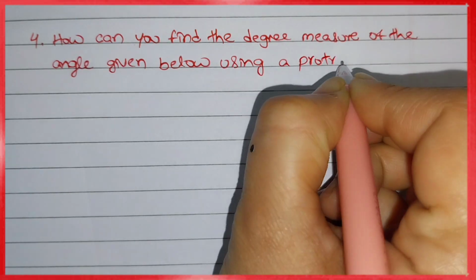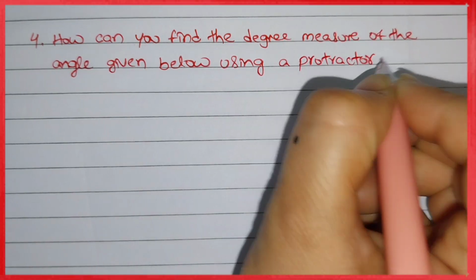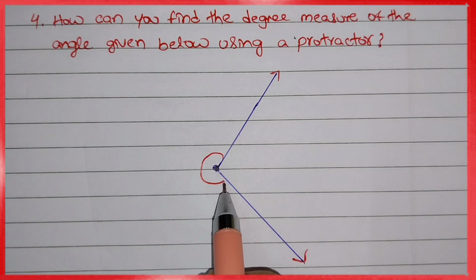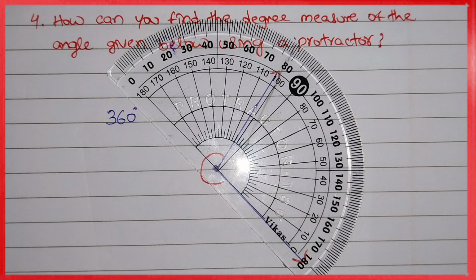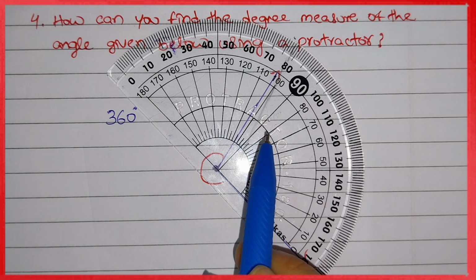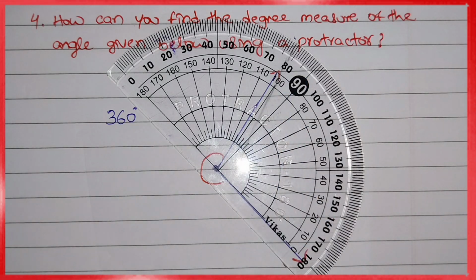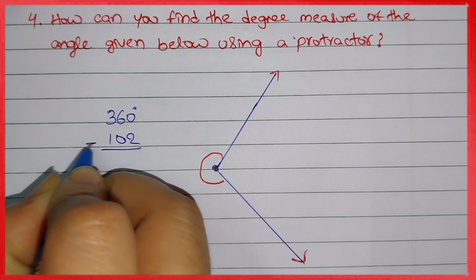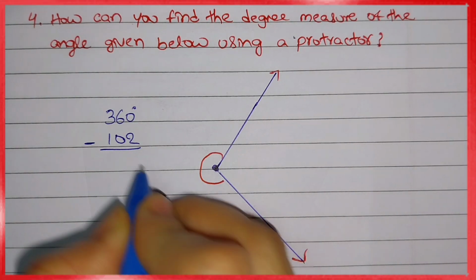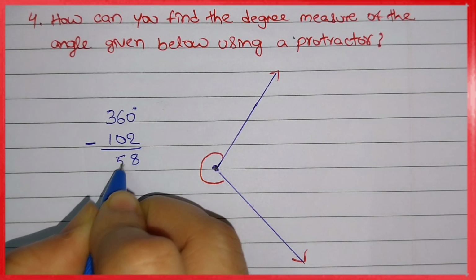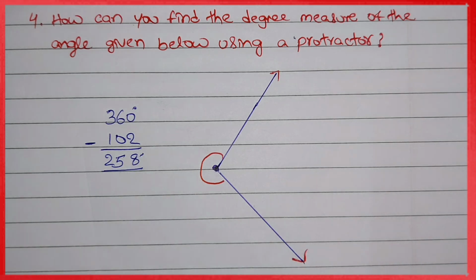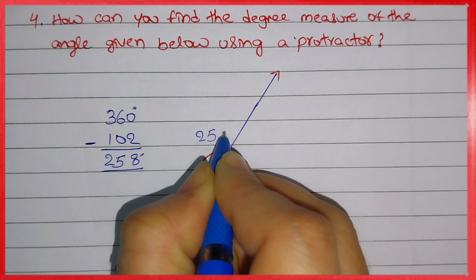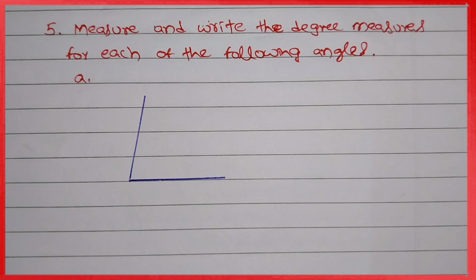The fourth question is: how can you find the degree measure of the angle given below using a protractor? This is the reflex angle. Reflex angle means more than 180 degrees and less than 360 degrees. First you have to measure this angle. This angle is 102 degrees. So you have to subtract: 360 minus 102 degrees. We will get 258 degrees. So the angle here is 258 degrees.